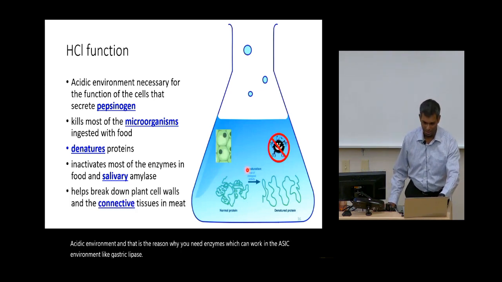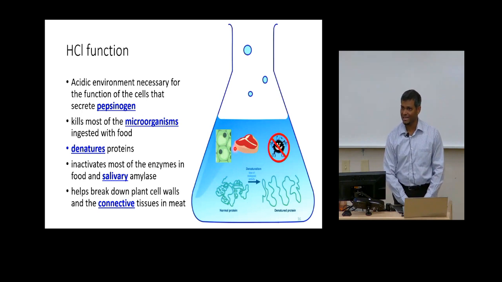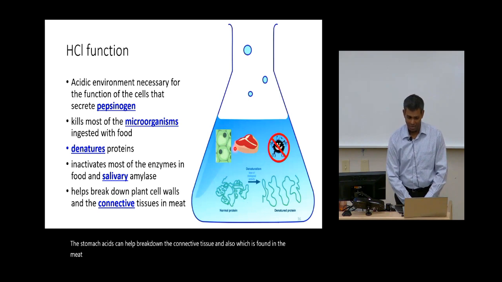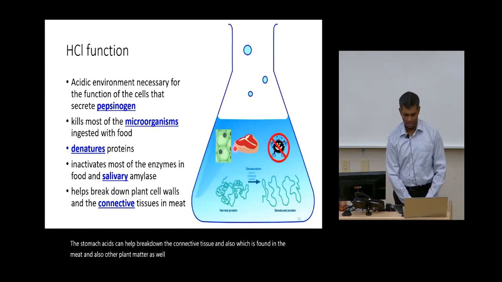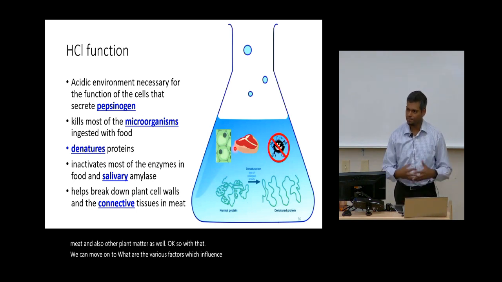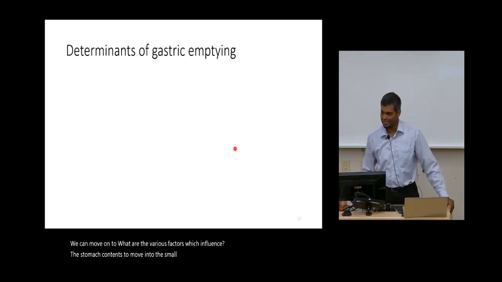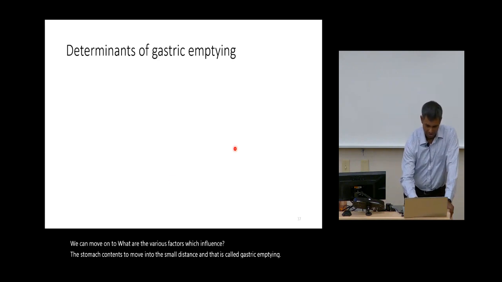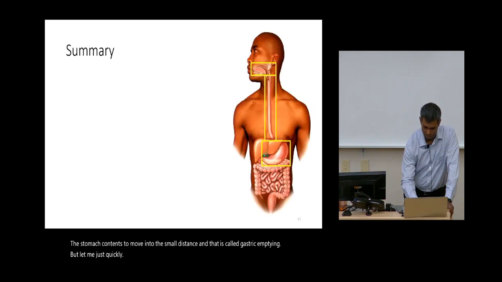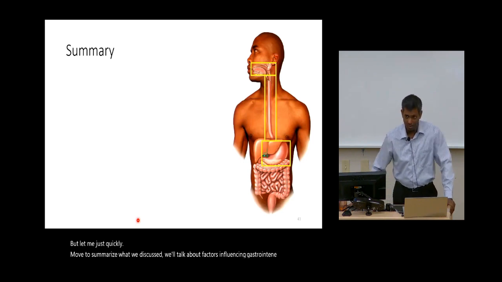And when you eat plant matter or meat, we'll see that the stomach acids can help break down the connective tissue found in the meat and also in other plant matter. Okay, so with that, we can move on to the various factors which influence the stomach contents to move into the small intestine, right? And that is called gastric emptying. But let me just quickly summarize what we discussed. We'll talk about factors influencing gastric emptying when we come back on Wednesday.